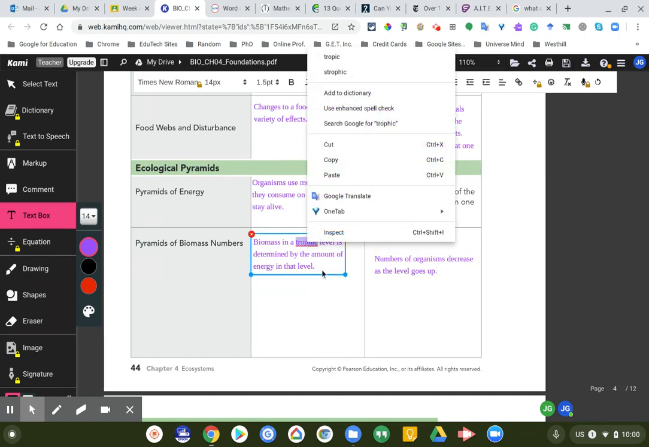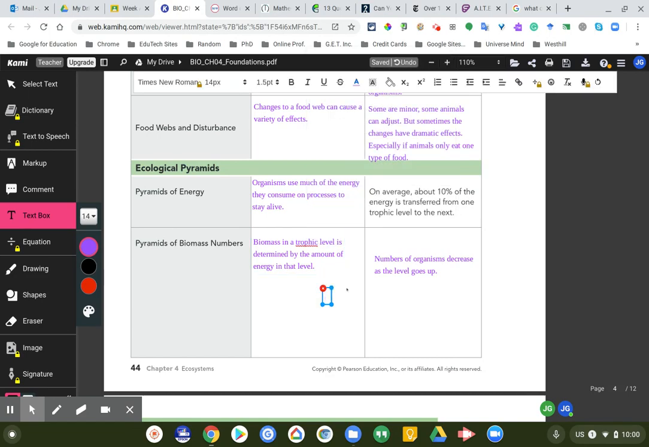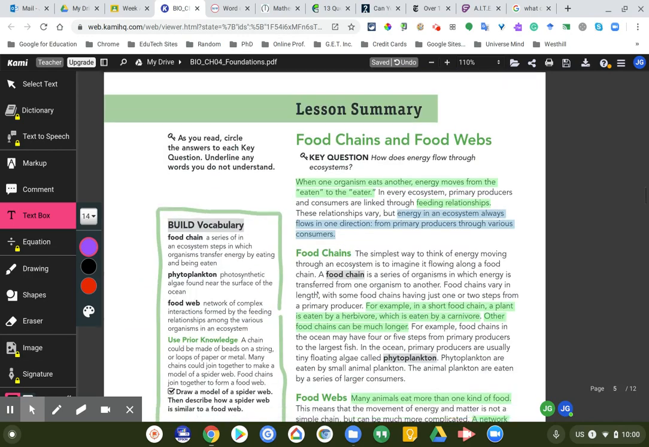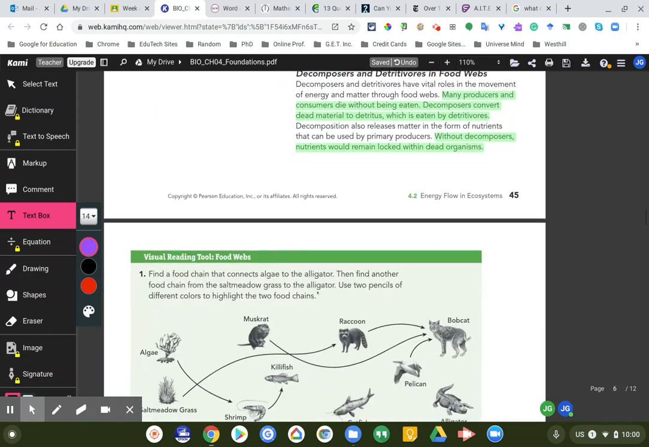Trophic doesn't like trophic either, and whatever. All right, cool. So we could leave that there for now. I think we might come back to it, maybe not. I don't know, I'm not sure. Okay, we did that one.